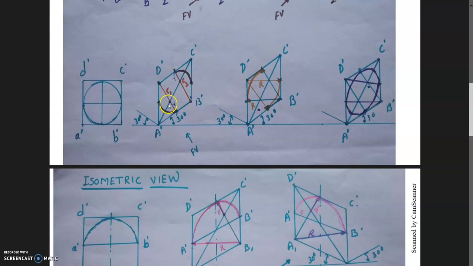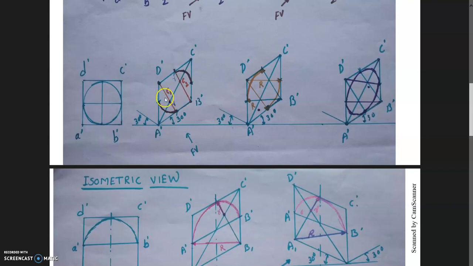Again, when this long diagonal is cut by the short diagonal corner points, from this point to the midpoint, and from this point to the midpoint, you will get the centers C1 and C2. This is a center, this is a center, and this is a radius. So taking this as a center and this distance as a radius, draw an arc here. Taking this as a center, with this radius, draw an arc here. So you will get 2 arcs.